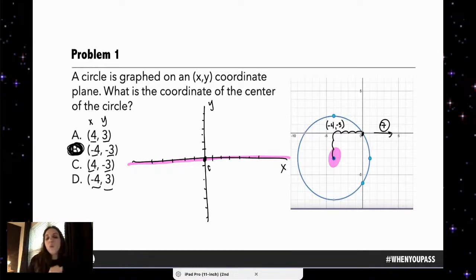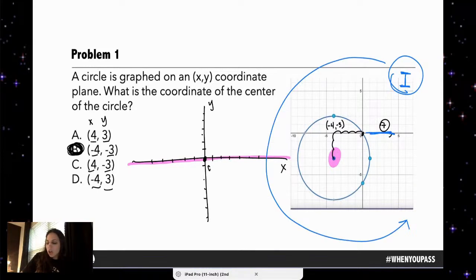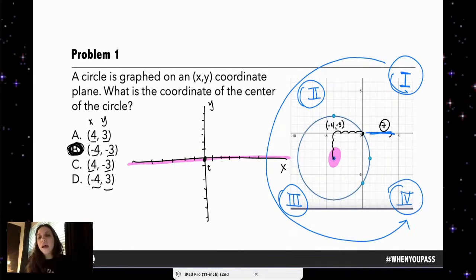Now, which quadrant was that in? That was in quadrant 3. So quadrant 1 is going to be your positive quadrant because you're positive X, positive Y. And then it goes counterclockwise from there. So this is quadrant 2, this is quadrant 3, and this is quadrant 4. That has nothing to do with this problem, but it has everything to do with what you need to know about the coordinate grid.